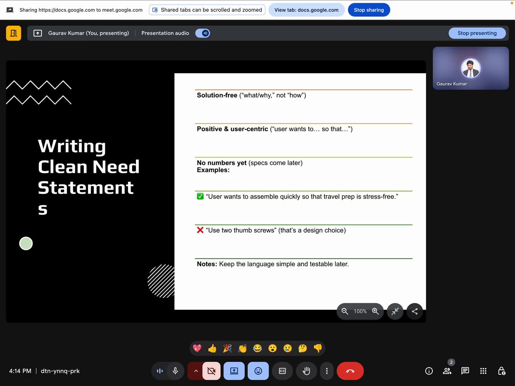For example, "user wants to assemble quickly so that travel prep is stress free" is a solid need. "Use two thumb screws" is a premature design choice. If a sentence names a part, material, or mechanism, I rewrite it as a need. The aim is language that is simple, positive, user centric, and ready to be tested later through measurable criteria.